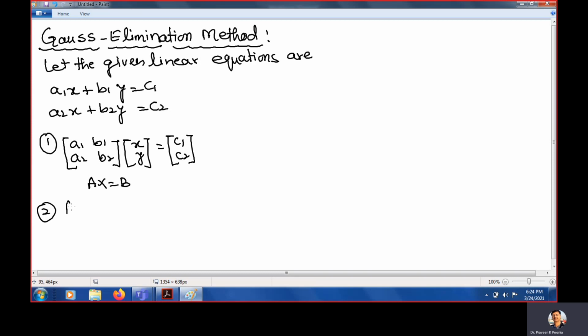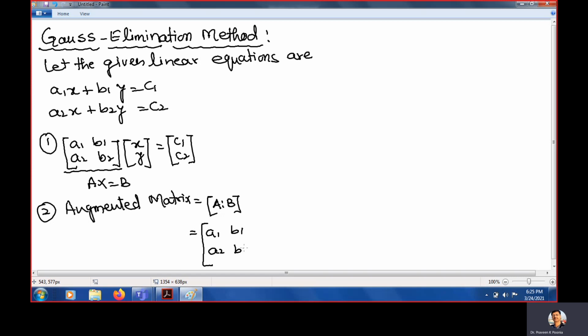What is step number 2? Write the augmented matrix. What is the augmented matrix? Augmented matrix is the combination. If you see here, this A is the coefficient matrix. But the augmented matrix is a combination of the two matrices A and B. So if we write here a1, b1, a2, b2, this is the coefficient matrix. But if we write in a partition the B part also, it becomes the augmented matrix.